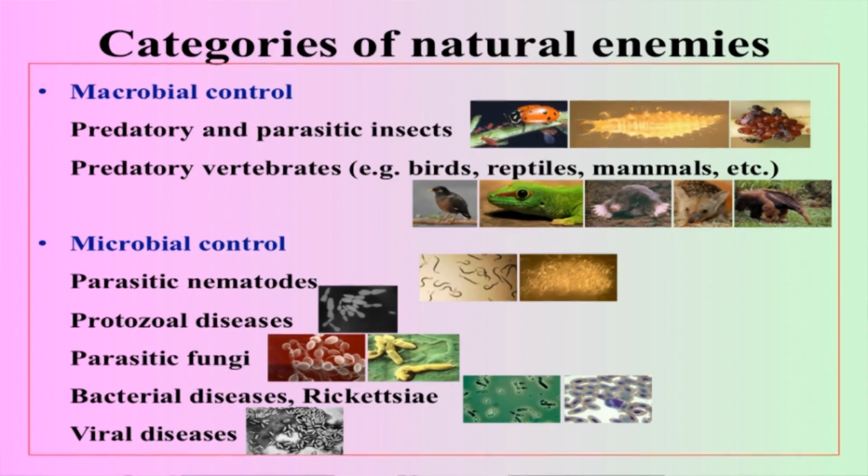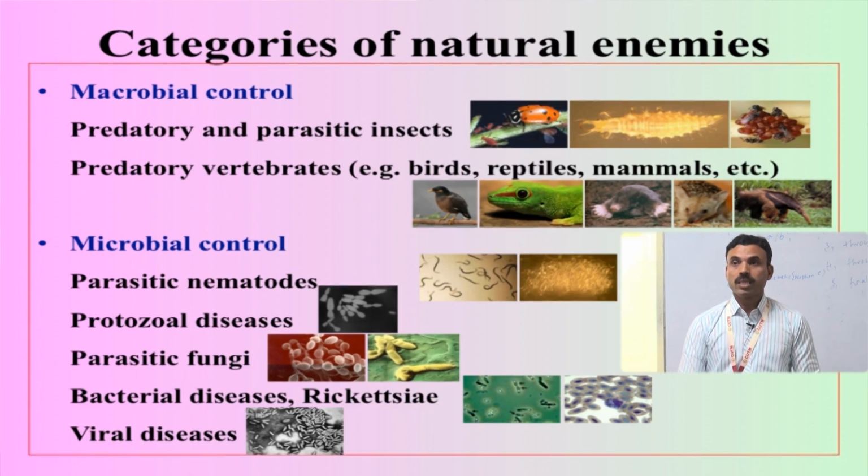So, here you can see the categories of natural enemies. One is predatory and parasitic insects, such as you can see here, this predator is feeding on aphids. Second is another predator, and third is a parasitoid. Whereas predatory vertebrates, you can see here the myna, then lizard, and then mole, and even the vertebrates could also be used as biological control agents.